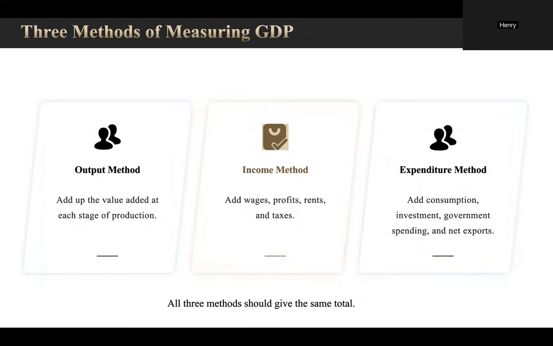Interestingly, there are three different ways to calculate GDP, but they should all give the same answer. The first is the output method, which adds up the value created at each stage of production. The second is the income method, which adds up all the incomes earned, like wages, profits, and rents. And the third is the expenditure method, which adds up the total spending in the economy. This includes consumption, investment, government spending, and net exports. Even though these approaches look different, they are all just different ways of measuring the same economic activity.